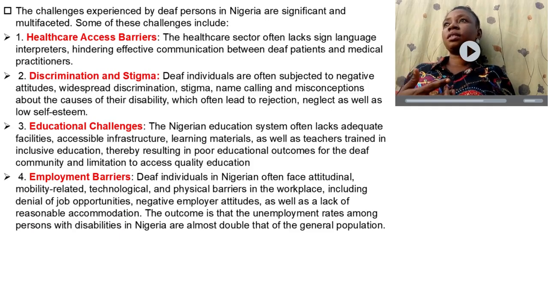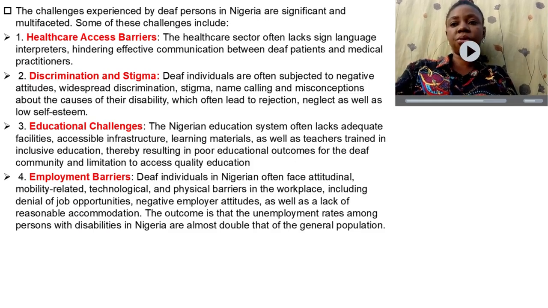And most of these healthcare professionals are not well trained to handle matters concerning deaf persons. And so most of them would rather not attend to them, or decide to attend to them later, or probably tell them, oh, you're coming to the hospital, why didn't you come with an interpreter? But ideally, these are the things that the government and other well-meaning individuals are to make available for deaf persons so that they can have equal access to healthcare in the country.